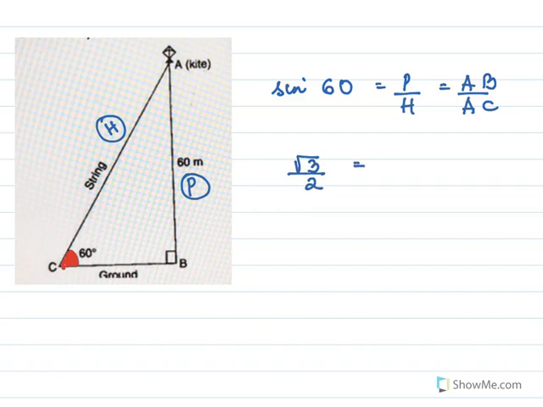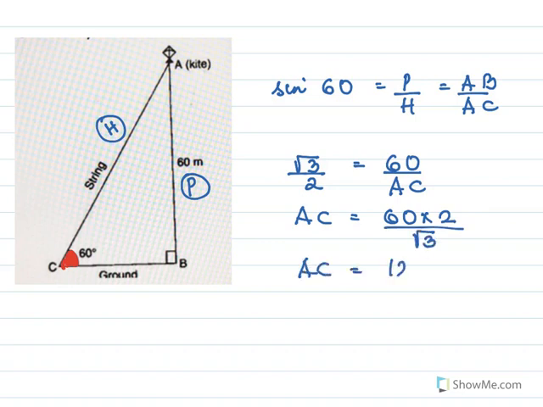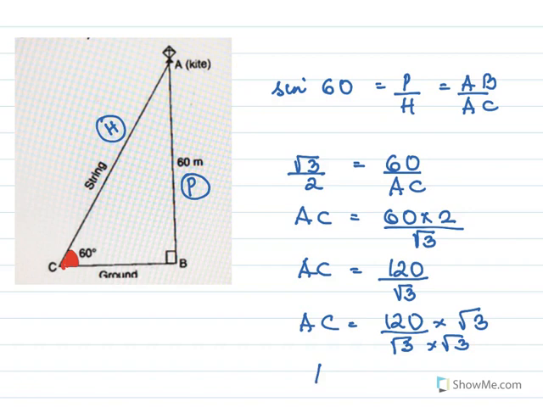Sine 60 we know is root 3 by 2. And AB is 60 and AC we don't know. So cross multiply, AC is 60 into 2 over root 3. So AC, the length of the string, is 120 over root 3. Multiplying by root 3 over root 3, AC becomes 40 root 3 meters. So the length of this string is equal to 40 root 3.